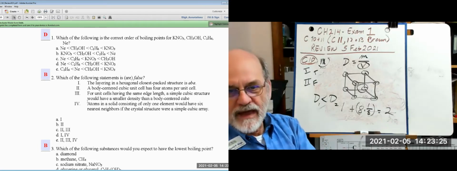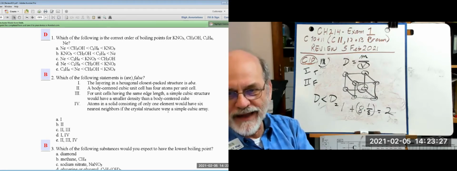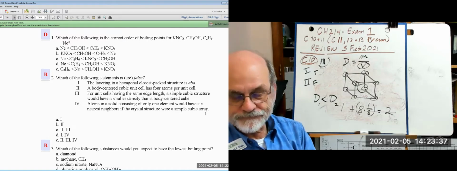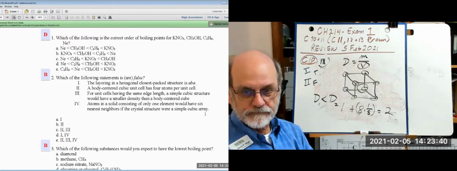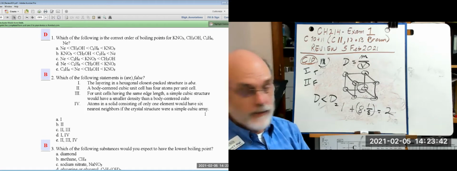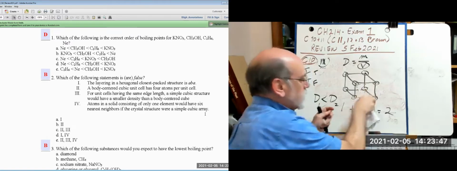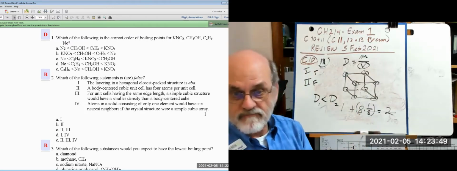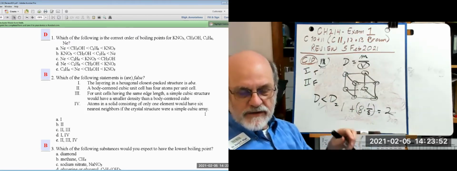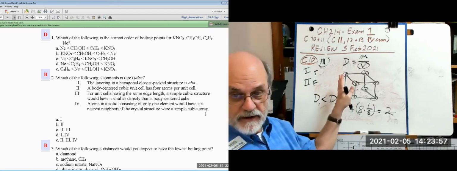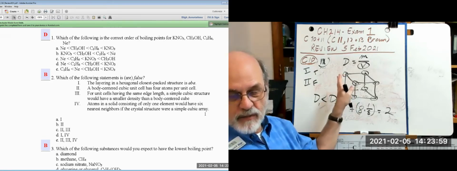And Roman numeral 4. Atoms in a solid consisting of only one element would have 6 nearest neighbors if the crystal structure were a simple cubic array. A simple cubic array means that you're missing this one. It's just like that. Okay? So atoms in the solid consisting of only one element, like this, would have 6 nearest neighbors.